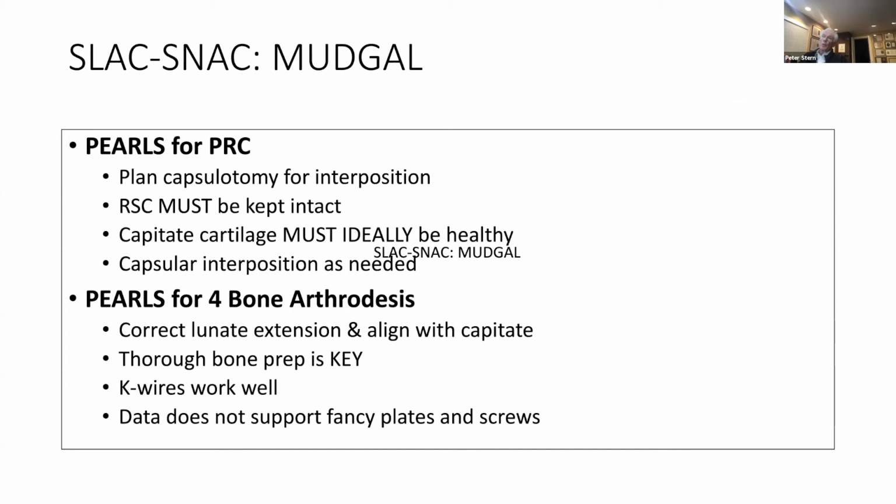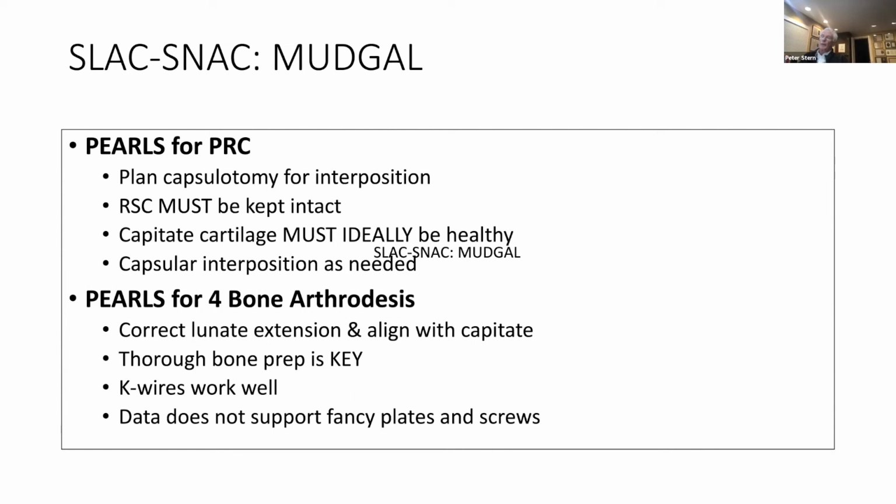It's also important when doing a carpectomy that you save the radioscaphocapitate ligament, because there's always the possibility of ulnar and volar translocation of the carpus. The capitate cartilage ideally should be helpful, although sometimes it's not. And as I mentioned, capsular interposition can be done as needed.